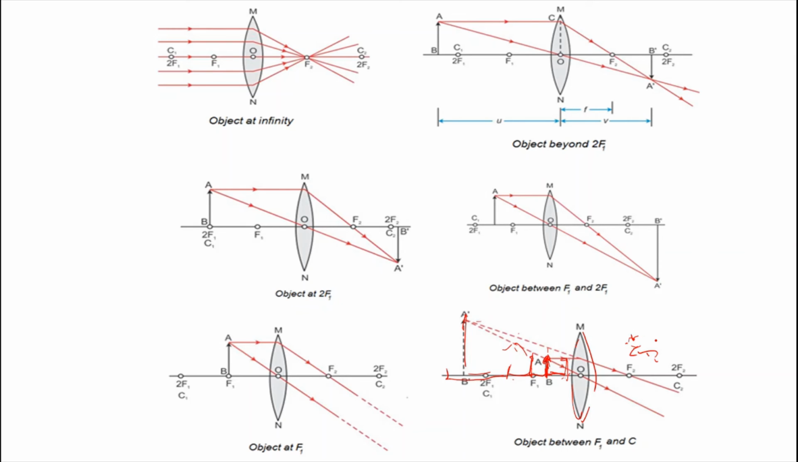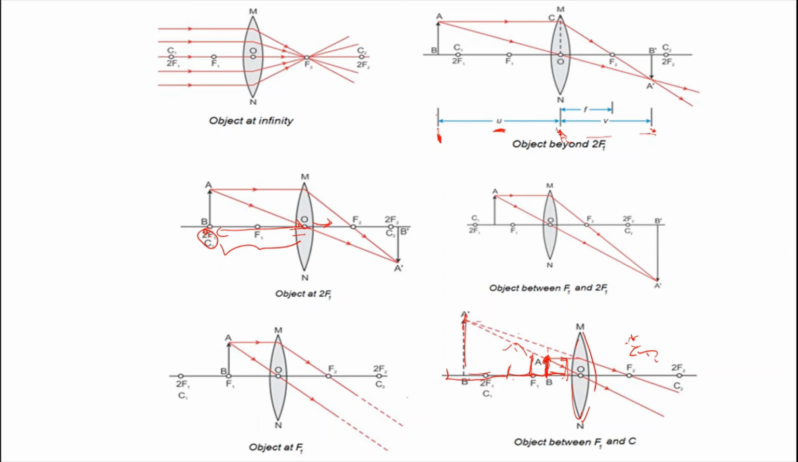In our experiments, we'll be keeping the object first at 2f, and then we'll increase this distance. The distance from the object to the lens is called u, and from the lens to the image that is formed is called v. So initially we'll keep it at 2f, that is this distance, and after that we'll move it, increasing this distance u.